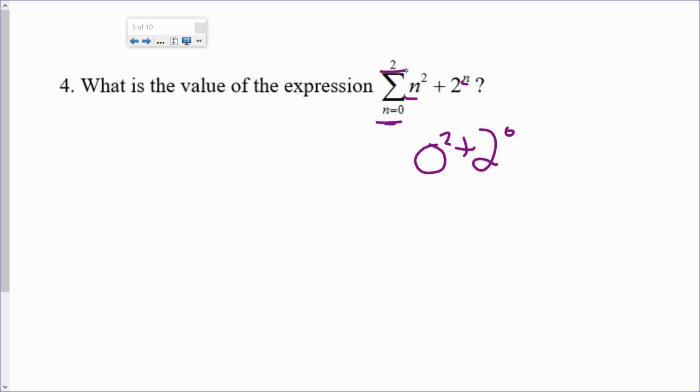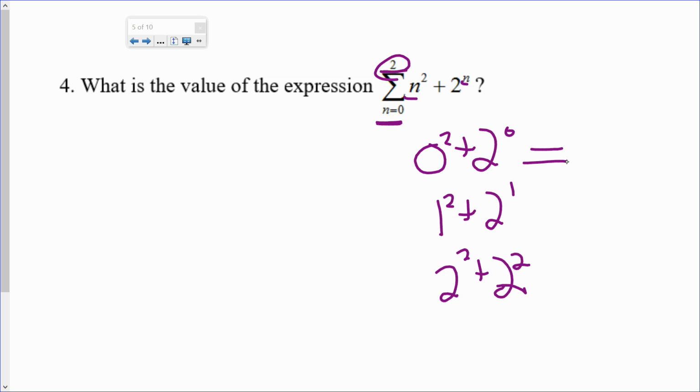So you know what? Why don't you try and finish this one from here? So please pause, finish number 4, and then unpause. Okay. After substituting 0, I substitute 1 in for both of the n's. Then I substitute 2. And I stop once I get to the top number, which is 2. Use the calculator if you need to.